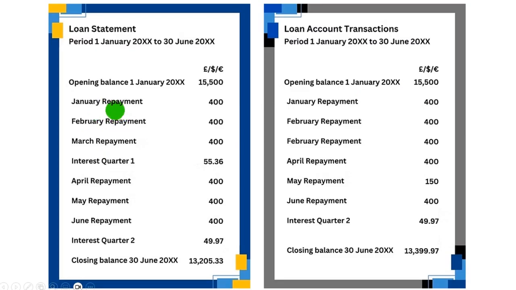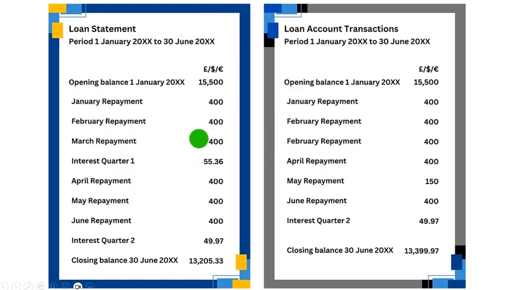February, another repayment, 400. February, another repayment, 400. So up until this point, the accounting records match the statement. And that word is crucial: match. We want the accounting records to match the statement.